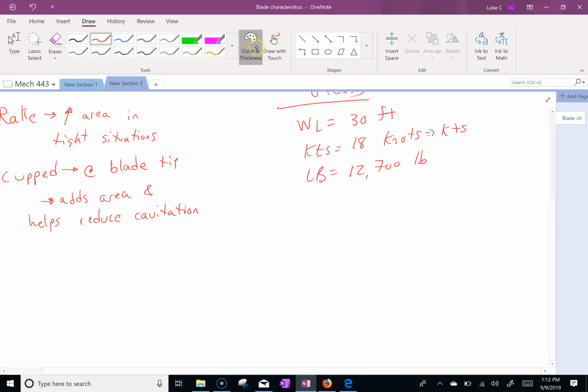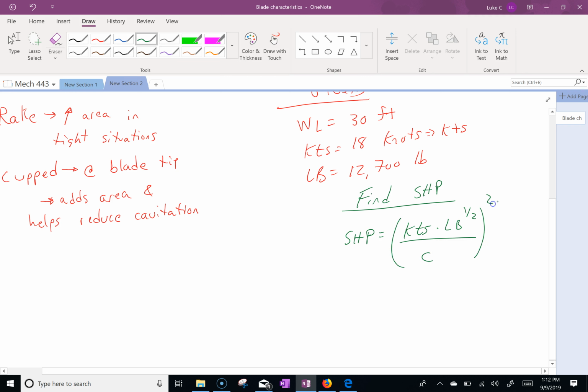So first we're going to find SHP. If you remember, knots times the pounds over 1/2 divided by this. This might be a new equation for you. And this C is kind of a constant for different types of boats. So for a passenger boat, the constant is 150.